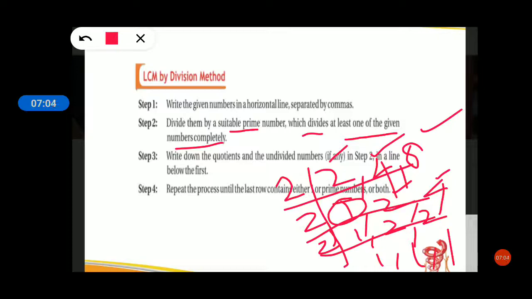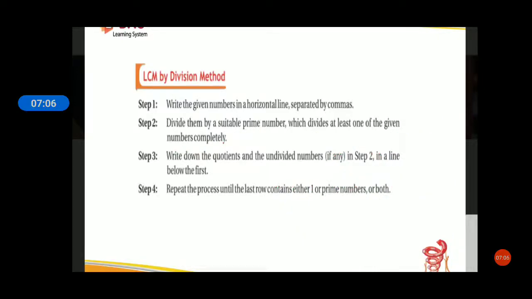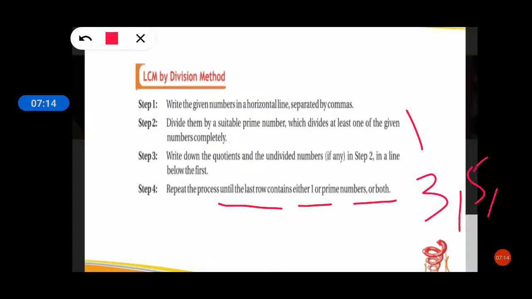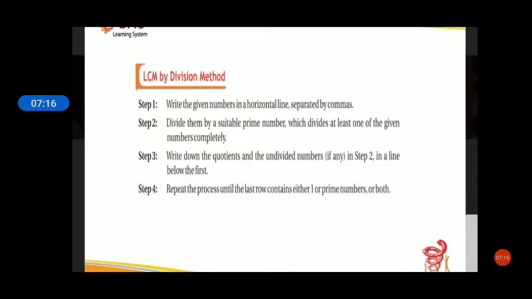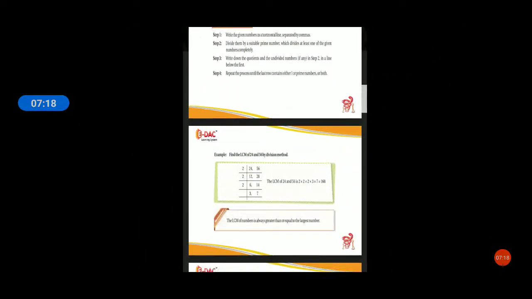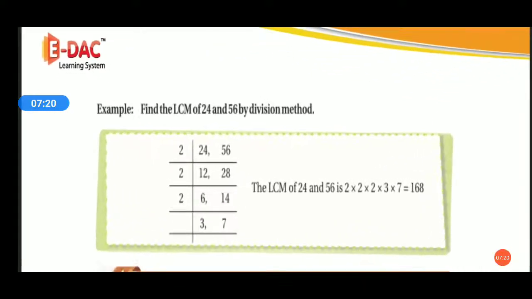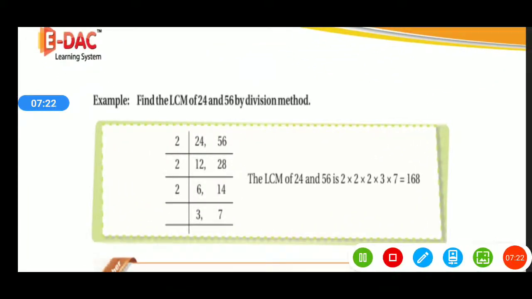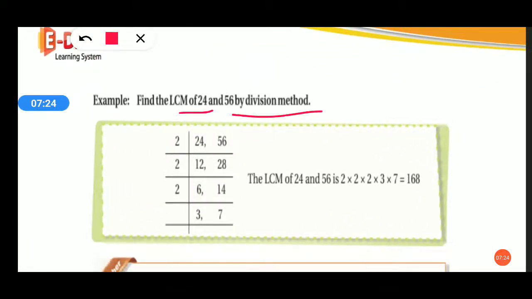Okay, students. Now what are we going to write? Repeat this process until the last row contains neither 1 nor prime numbers. Okay, you have either 1 or prime numbers, that is 3, 5, 11, 7 and so on. Till that you need to repeat it. Now we will see an example here. Find the LCM of 24 and 56 by division method.